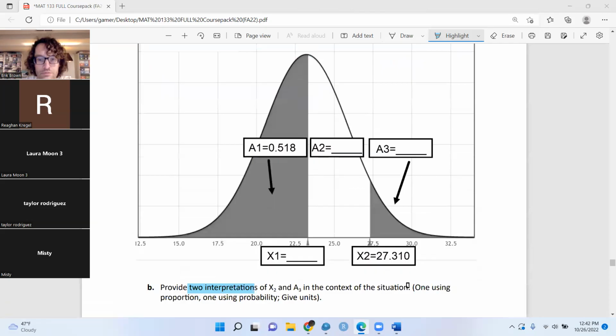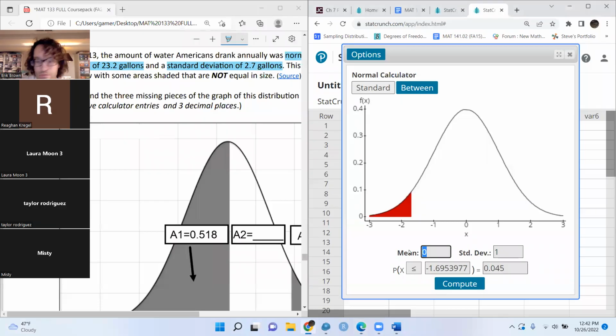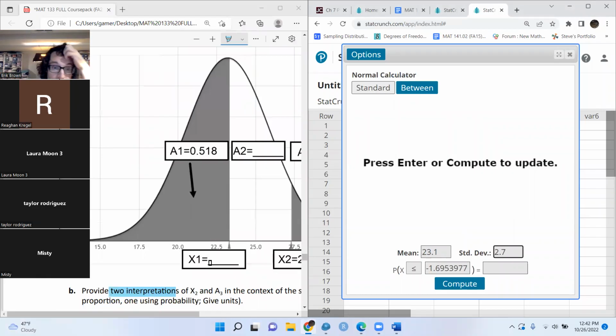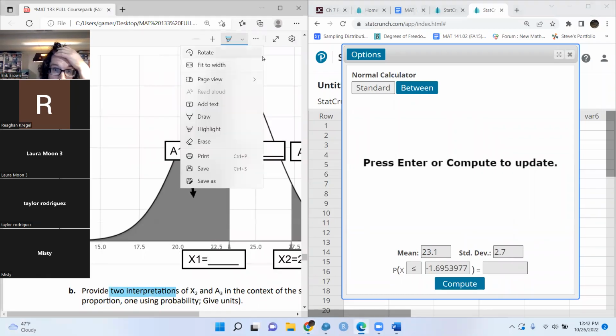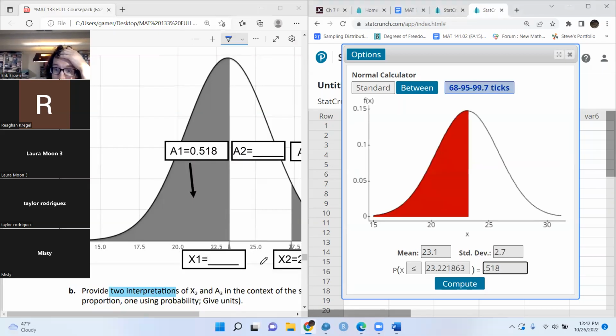How we doing? Ready. All right, let's do it. I'm gonna find this X value first. I'm gonna use a less than area, and I'm gonna do 0.518 and compute, and I'm getting 23.223. How many decimals do we have to do? 3. So 23.222. Awesome.